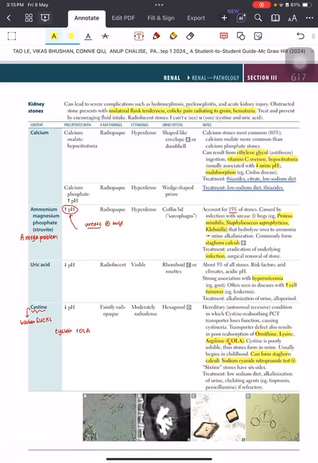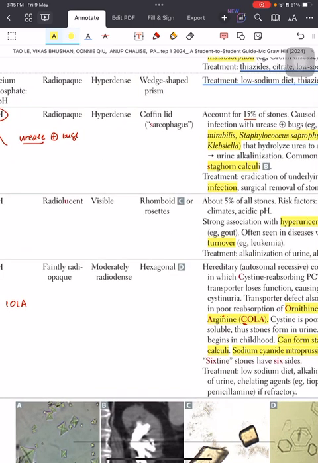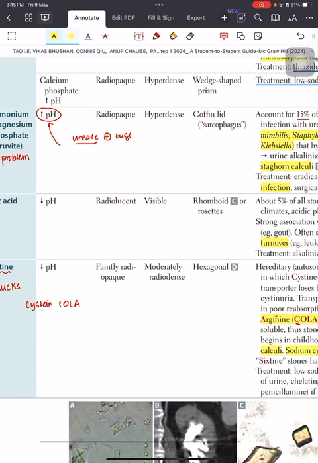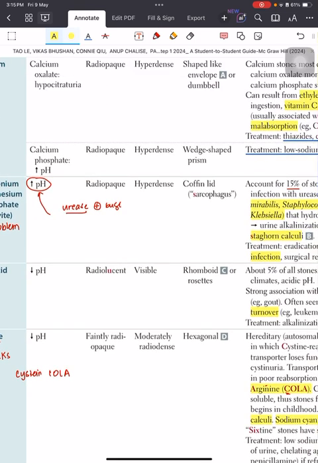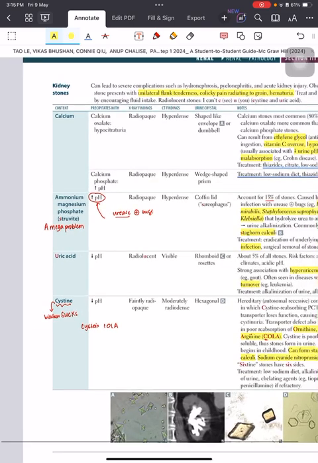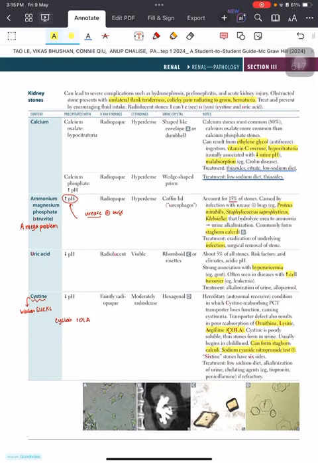So the shapes. Honestly, like I said, I haven't ever gotten a very strong hold on these shapes, but one way that I have learned is that for cysteine it's like 6 sides, it's hexagonal, and the uric acid is mostly rhomboid, and then S for struvite stones, S for sarcophagus, and then wedge shaped and dumbbell. Honestly, you just have to rote-memorize this. I never really understood or made a mnemonic for this, but yeah, that's it.